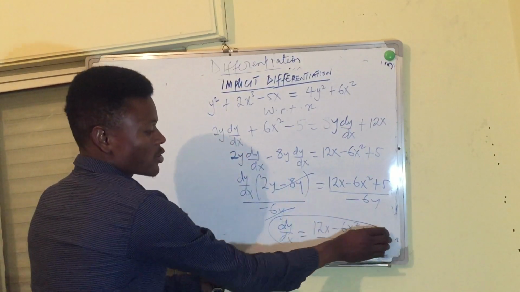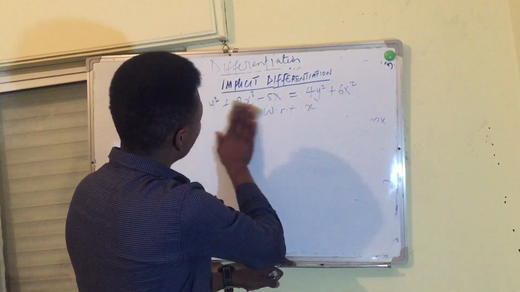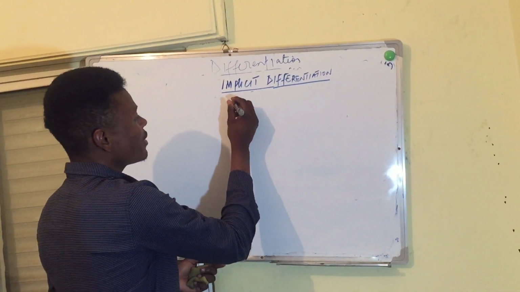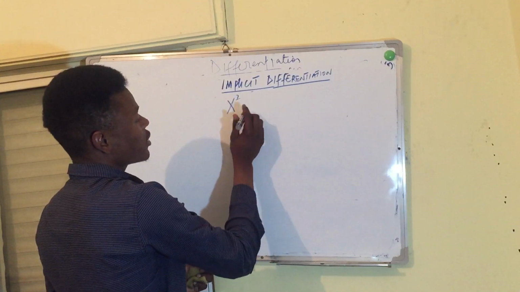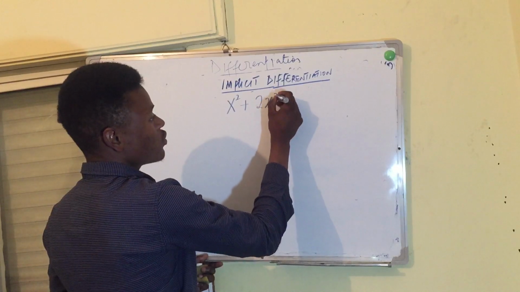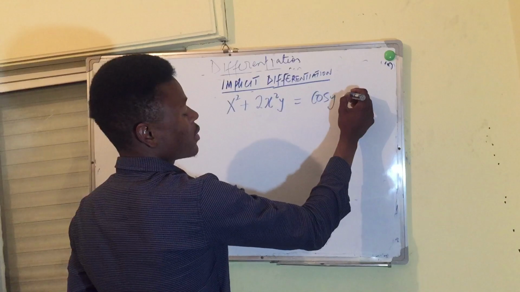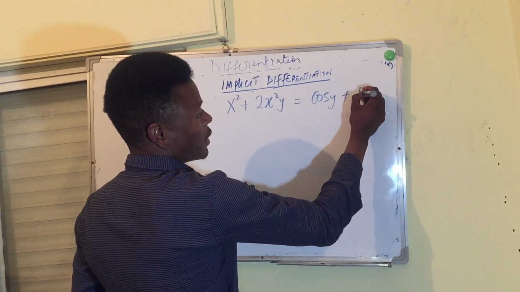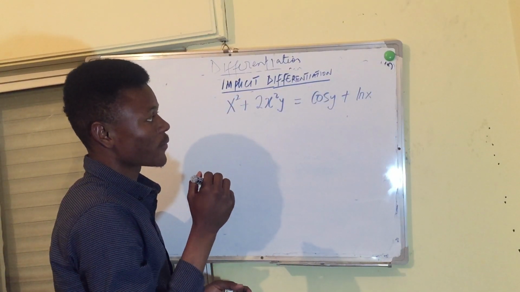Another problem, let us solve one more example akan wannan implicit differentiation. Well, what about if you have a function like this? An equation kamar haka, x square plus 2x square y is equals to cos y plus probably ln x. What is the derivative of this function?